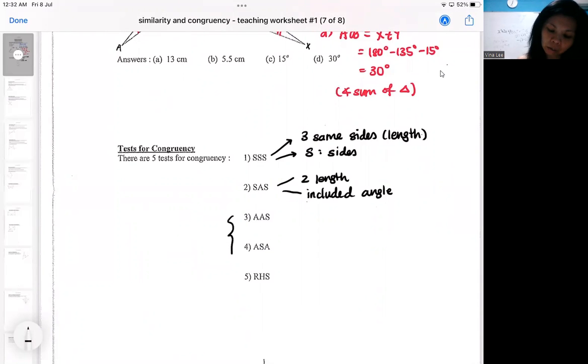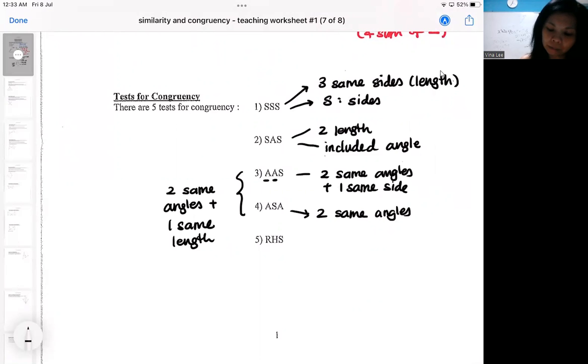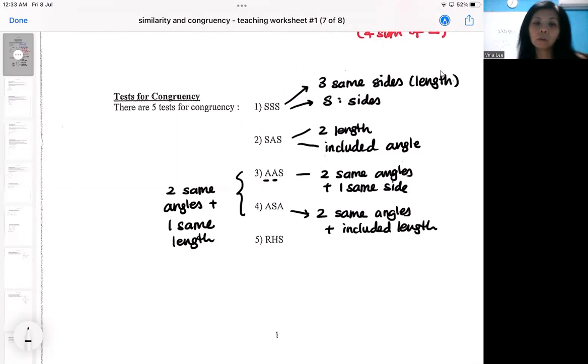These two are the ones that confuse most people, because these two cases use two same angles plus one same length, but the alphabets are arranged differently. So there is a reason for it. It's because of the orientation of the two angles and one side. So two angles, one side: two same angles plus one same side. Here, I got two same angles, but I have an included length. That means the length is in between two angles. Later on, one of the examples will illustrate how the included length looks like.